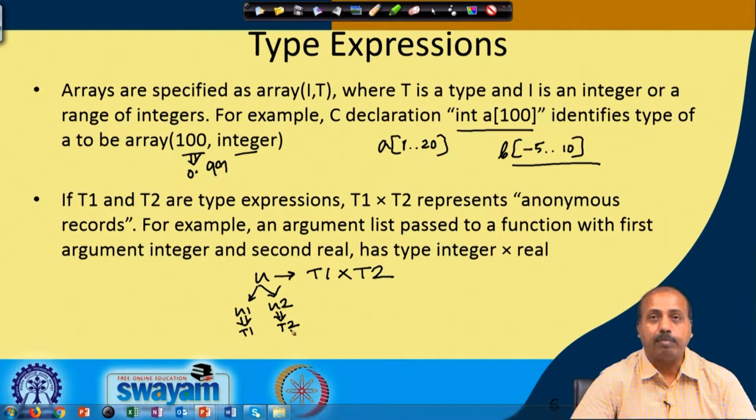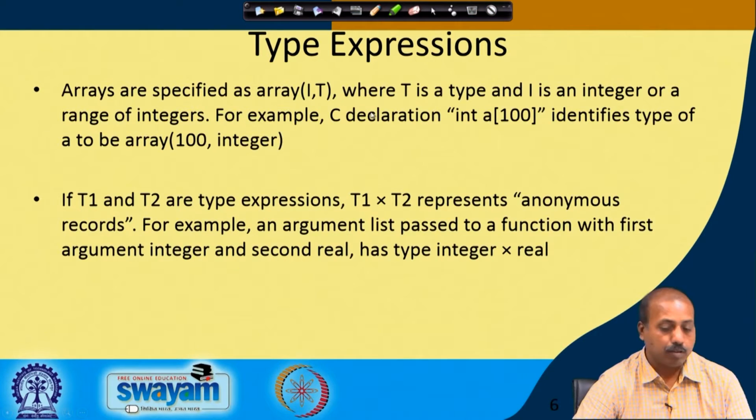So, this is an unnamed or anonymous record because it does not have a name. Sometimes we associate some name also with this type. For example, the structure construct in the C language, where you have structures, they have some name. So, that name will get associated with the type.